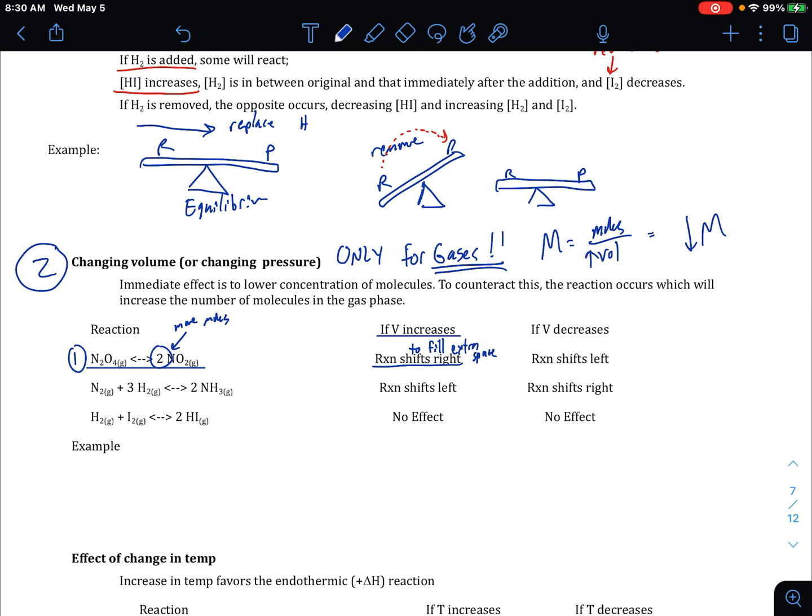What if we decrease the volume? If we decrease the volume, essentially what we're doing is we're squeezing the reaction. And if we squeeze it, the system's going to prefer the side of the reaction which requires less space. Notice how the N2O4 only has 1 mole. 1 mole requires less space than 2 moles. So the reaction is going to shift to the left so that equilibrium can still exist in a smaller space, because the left side does not need as much space.